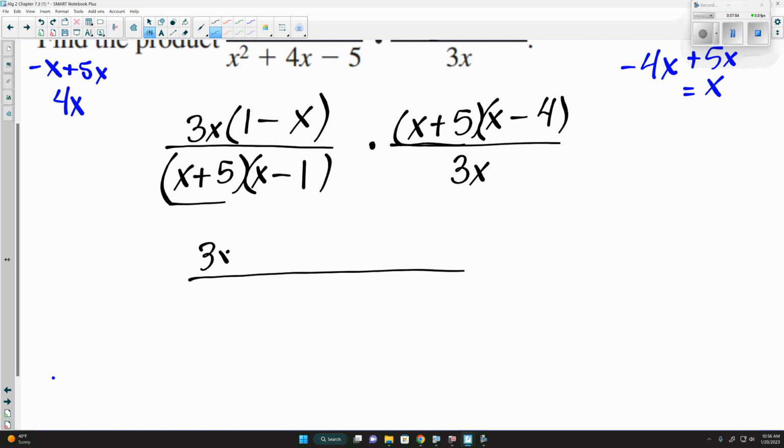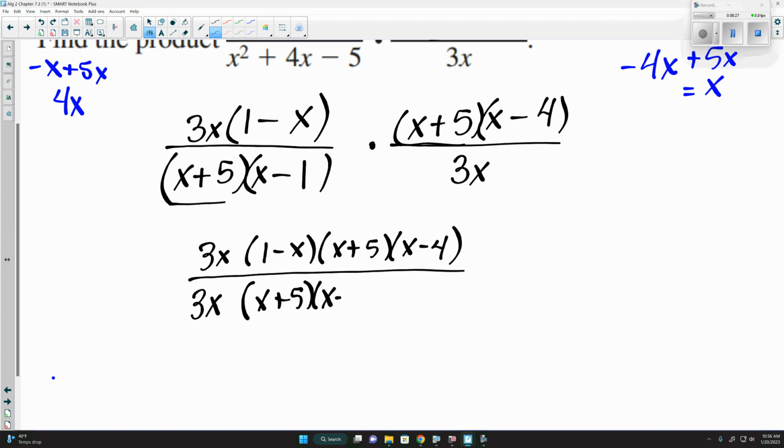So here, 3x is already up front, but for the denominator, I'll move it up front. If we have that single term that's not in parentheses with addition or subtraction, I normally move it to the front. On top, we also have our 1 minus x, our x plus 5, and our x minus 4, because they're all just being multiplied together, we just squish them all together because that is being multiplied. The denominator will have a similar thing. We'll have x plus 5 and x minus 1.